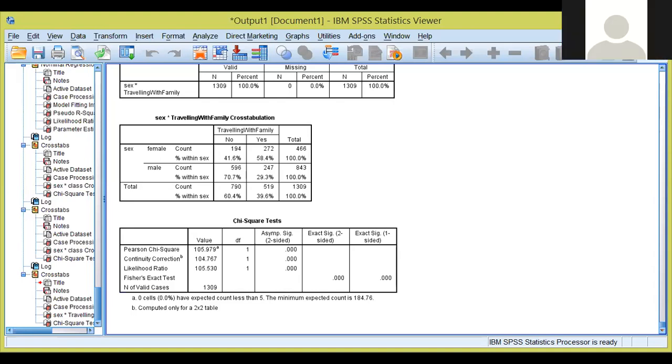So you will see that traveling with family and this other factor, which is class, are related to sex. They are related to male sex. If you look at even the third class and first class, it's women that are more in those classes than the other one. Now, let's go back.